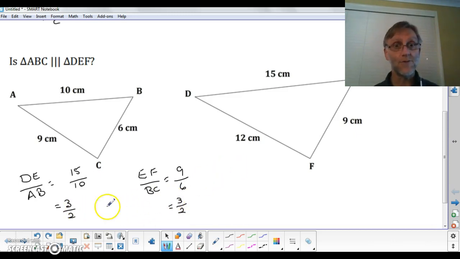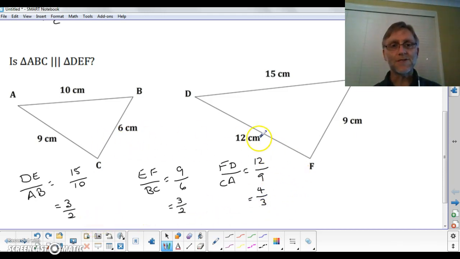So it looks good, we're on the right way, but let's check one more. FD over CA. FD is 12, CA is 9. Divide top and bottom by 3, and you get 4 over 3. Hang on, they're different. These are not similar triangles.